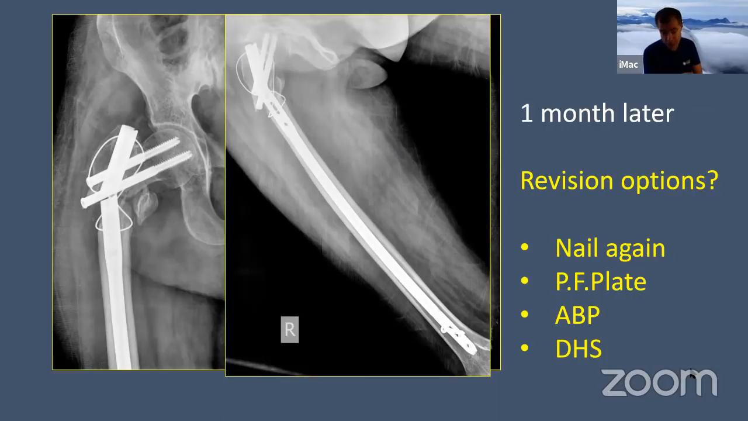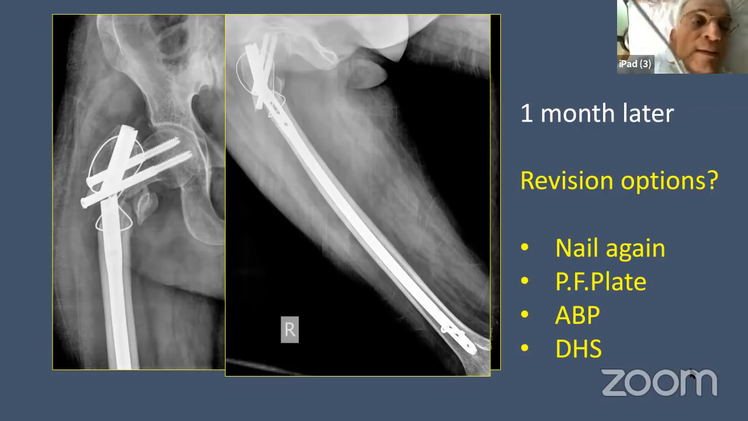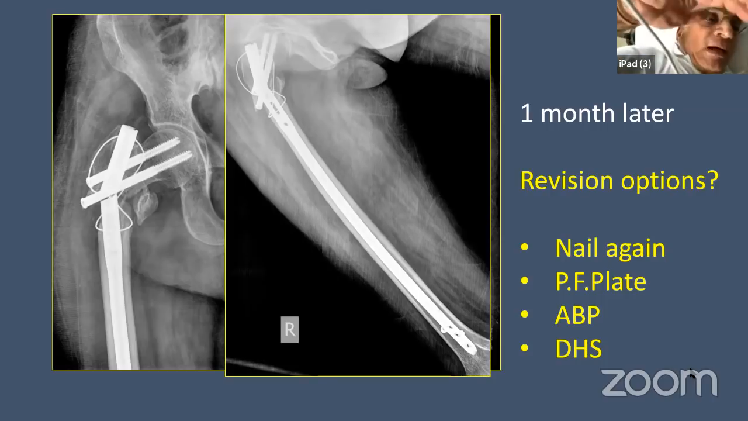Because now it's a subtroch. This is lateral. Can I? Yes, sir. I will do the renailing, refashioning things into the valgus position and keep the valgus position with a hook plate. So I'll put a hook plate onto it and put in lots of medial autograft.